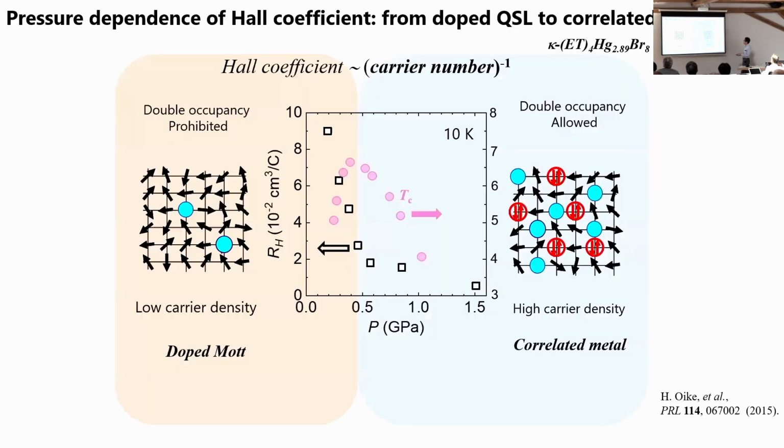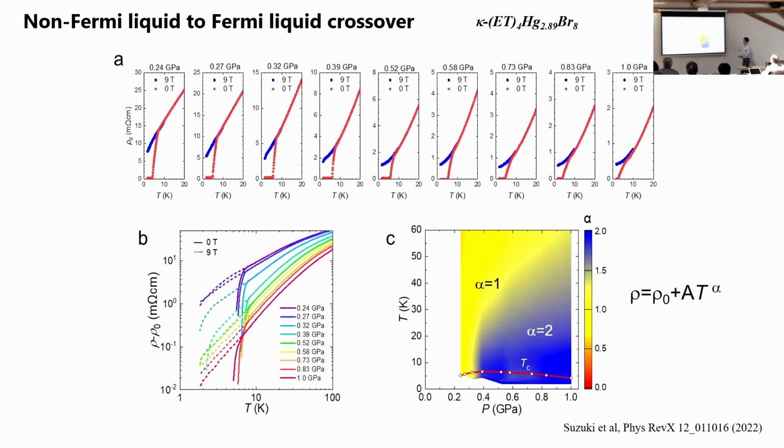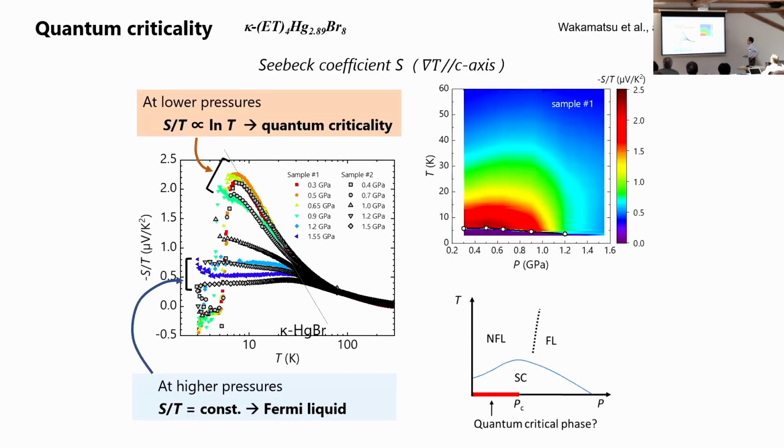So this is the non-Fermi liquid region here, which changes to the Fermi liquid region here. And this crossover is very, very sharp. And this is the Seebeck effect, the Seebeck coefficient. The Seebeck coefficient divided by temperature is plotted as a function of temperature in logarithmic scales.